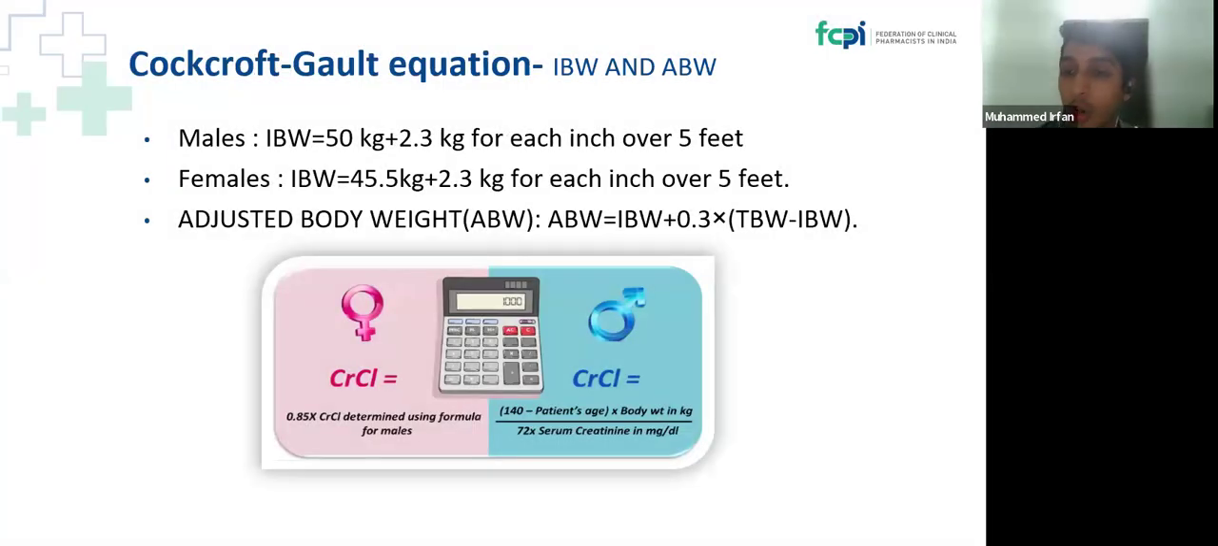The first one is the Cockcroft-Gault equation. In males, the IBW can be calculated as 50 kg plus 2.3 kg for each inch over 5 feet. In females, where in males we said 50 kg, here 45.5 kg should be taken. The adjusted body weight is ABW equal to IBW plus 0.3 times total body weight minus ideal body weight. And here is the Cockcroft equation: 140 minus patient's age, times body weight in kilograms, divided by 72 times serum creatinine in mg per deciliter. In females, multiply by 0.85 in the calculation.